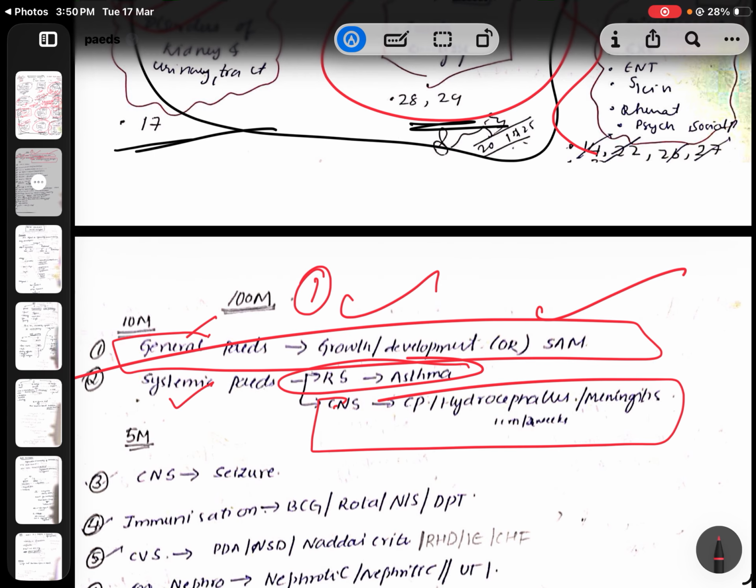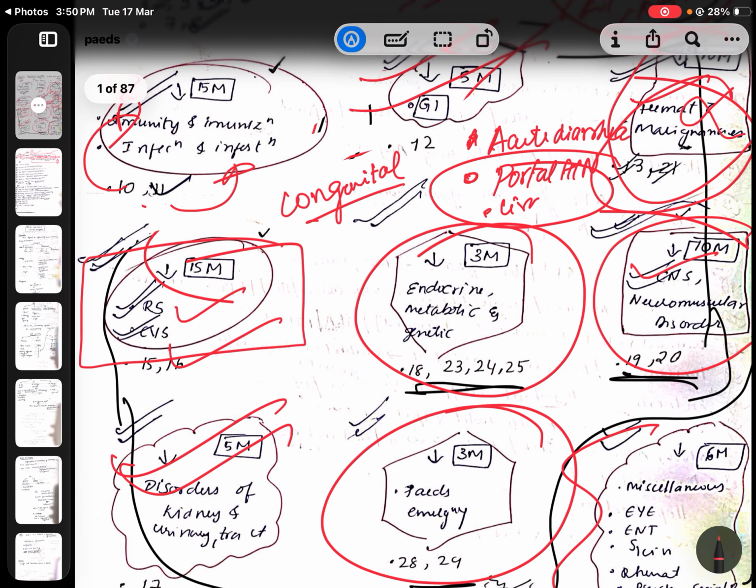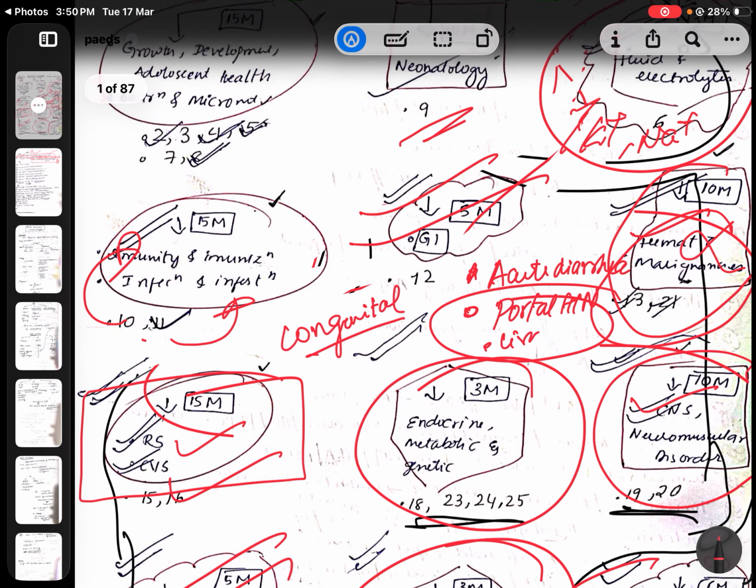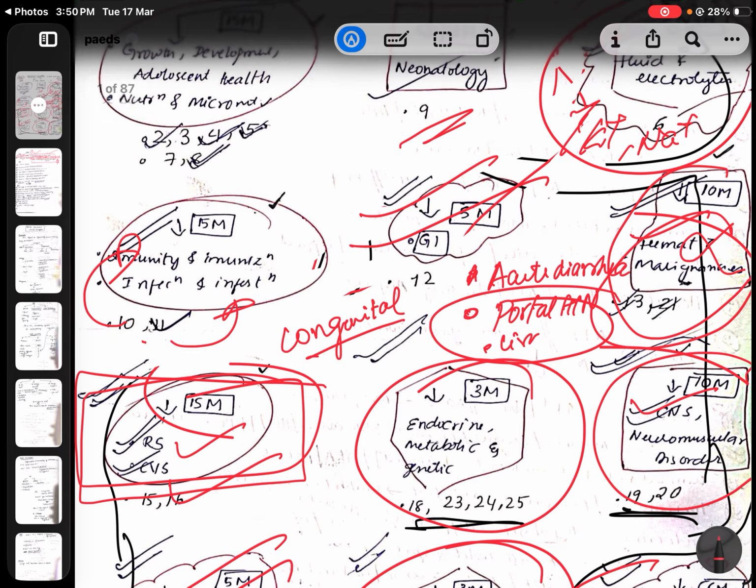For example, if asthma is not asked, they might ask you about ARI. But after finishing that part, you can also talk about CVS, for example, chronic heart failure, acyanotic and cyanotic heart disease. You can concentrate on that part also. So make sure you study that as well. And also hematite malignancy, till now they have not asked many things, so I am not including that as a part of it. But the major thing is that RS and CVS is for 15 marks.